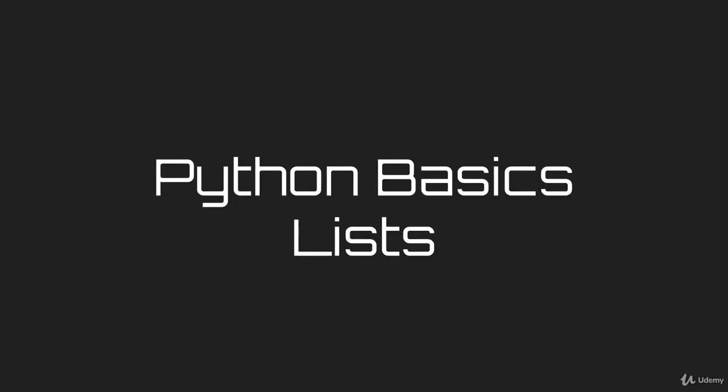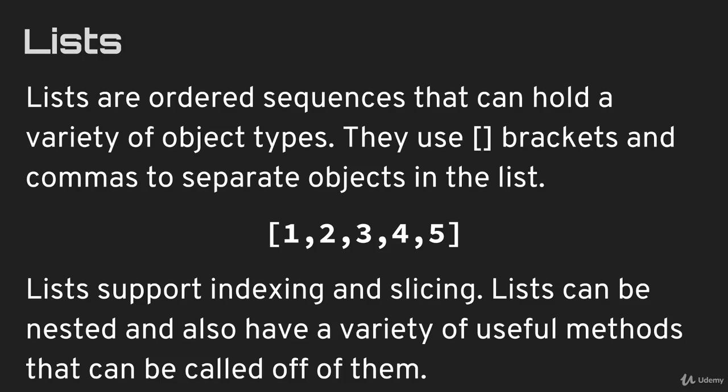Now it's time to discuss Python lists. Lists are ordered sequences that can hold a variety of object types. They use the same square bracket notation that we've seen earlier and commas to separate out objects in a list. Here we can see an example of a list of integers. Lists support indexing and slicing, and lists can be nested and also have a variety of useful methods that can be called off of them. Let's explore all these concepts by opening a Jupyter Notebook.